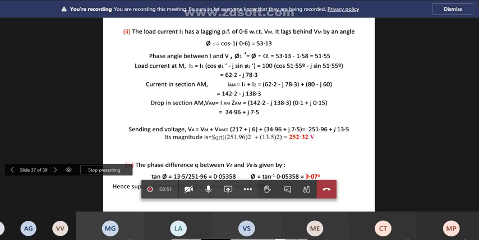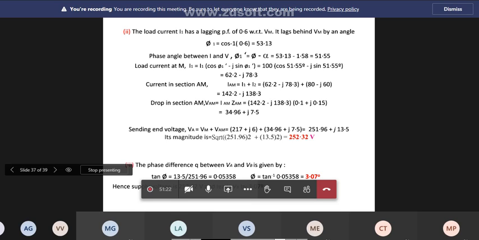Phi1 is cos inverse of 0.6, 53.13. Phi1 dash is equal to phi1 minus alpha, 53.13 minus 1.58. Right? So phi1 is 53.13, the individual Chanakya angle, and this one is the total load angle. So the new angle is 51.55.